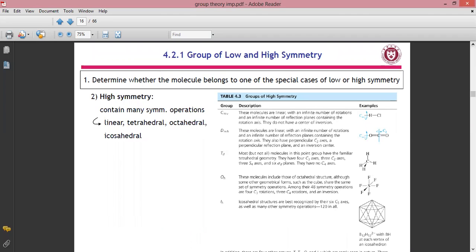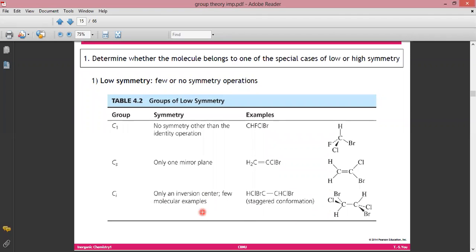This low symmetry example is one in which no symmetry other than the inversion center is present. So remember this example also. For example, this staggered conformation, like the eclipsed and staggered conformations of ethane. It is a staggered conformation of this CHClBr.